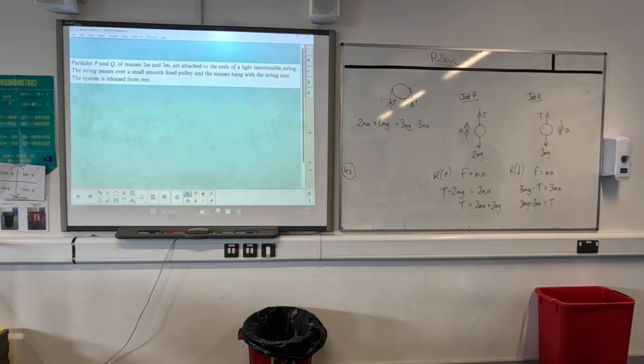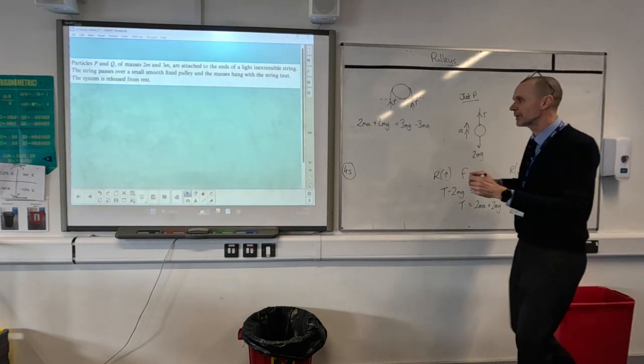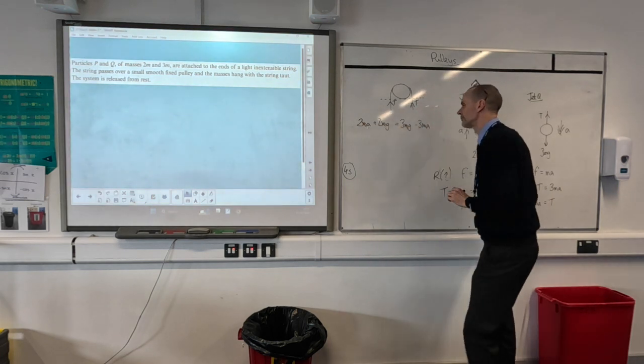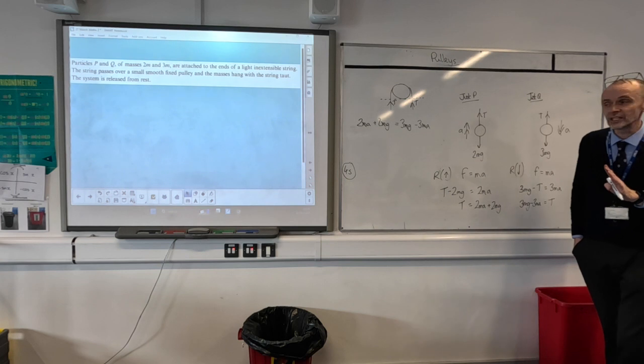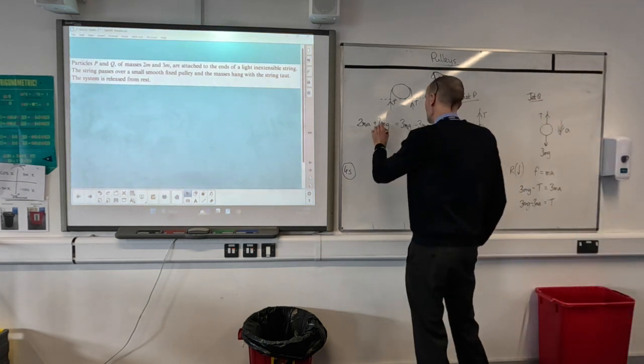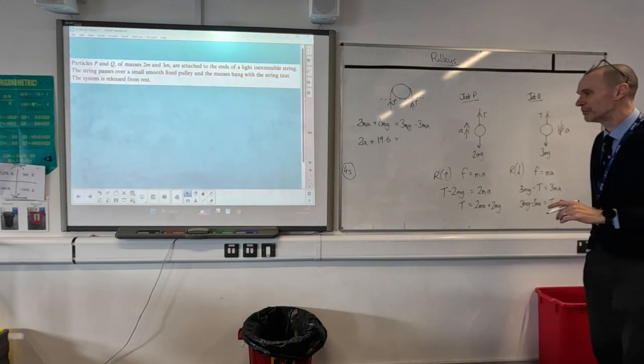Divide by m. Yeah, now I can only do that if m isn't 0, but it can't be 0 because you can't have 0 mass. So yeah, I'm going to divide everything by m. And don't forget, g is a number I know. I know what g is. It's 9.8, so that's 19.6. And 29.4.